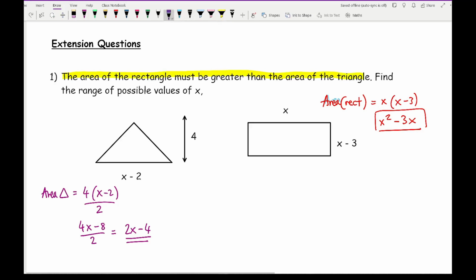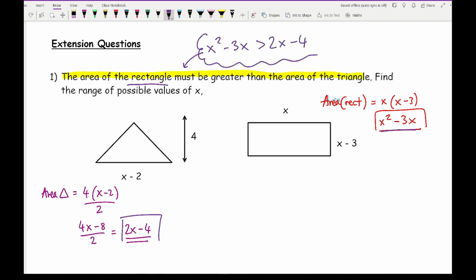Now if I translate that using mathematical notation, the area of the rectangle, which is this, x squared minus 3x, is going to be greater than the area of the triangle, which is this, 2x minus 4. So this is actually what I'm going to want to solve. From this, we've got x squared minus 3x is greater than 2x minus 4.